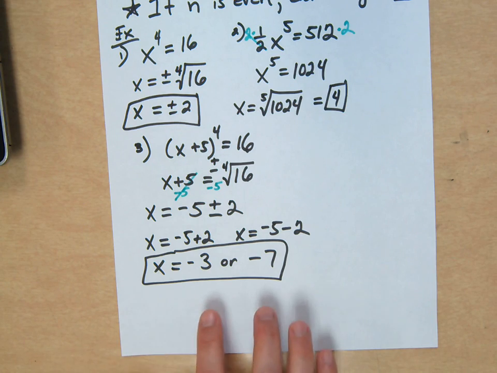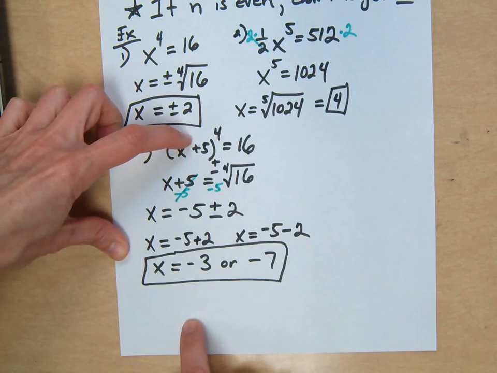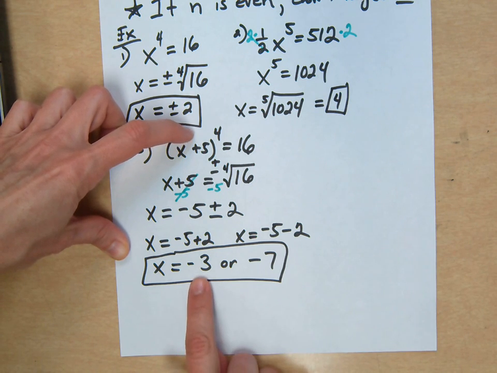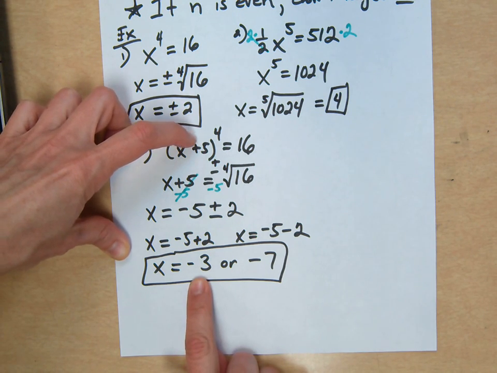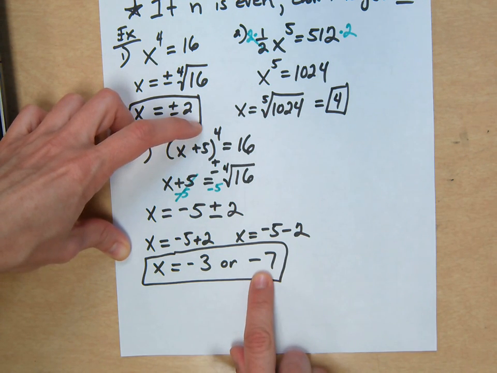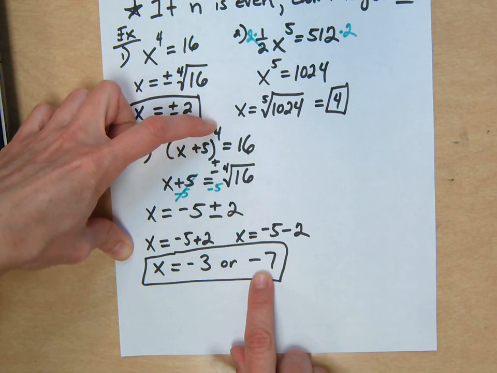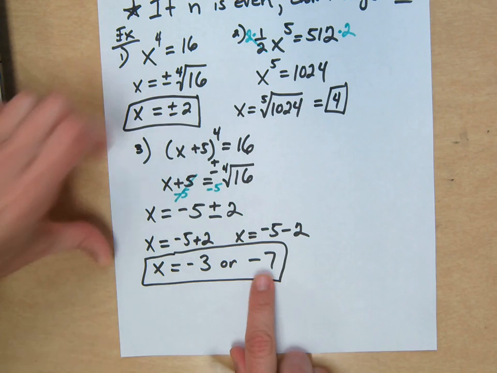So let's try them to make sure this makes sense. If you plug in negative 3, negative 3 plus 5 is 2, and to the 4th power. Yep, and then let's do negative 7 plus 5. It's negative 2, right? But when we raise it to an even power, we get positive 16, so it works out.